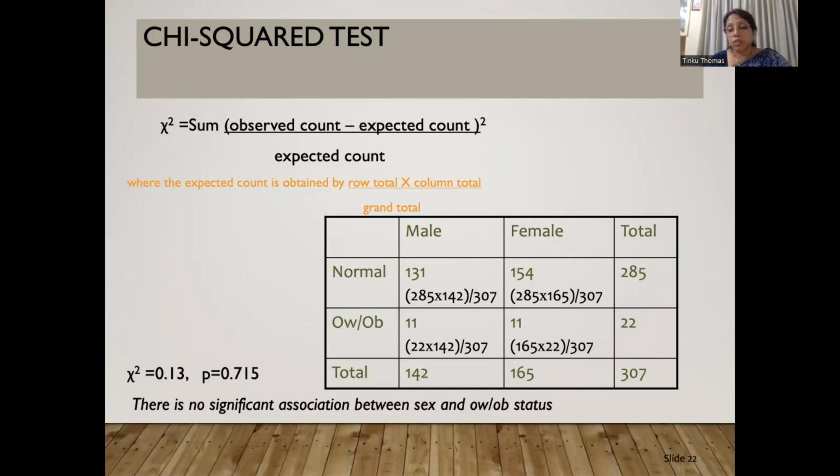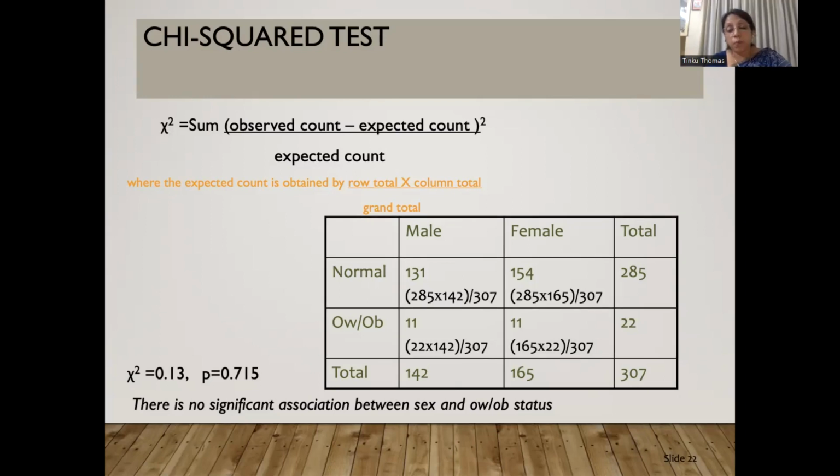So there's no association. Our null hypothesis was that there is no association, and the alternate hypothesis was that there is an association. So we are going with the null hypothesis since the p-value is very large, 0.715.